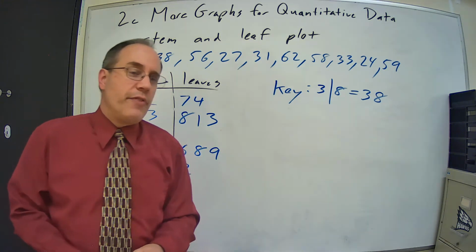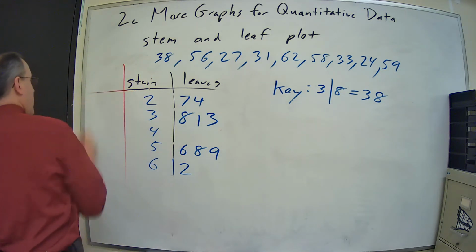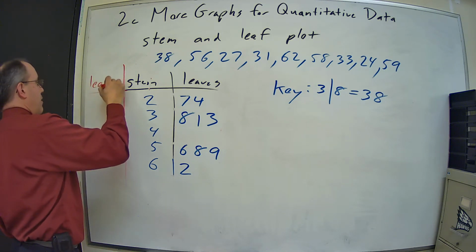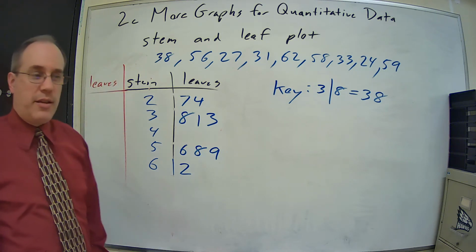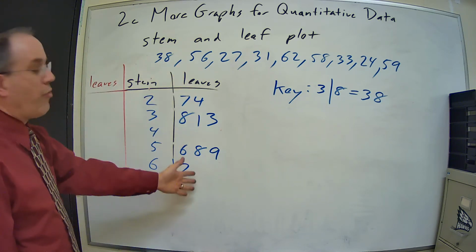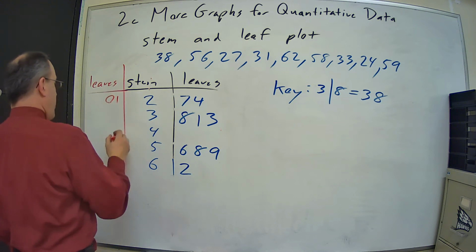The other modification that we may do to a stem and leaf plot is we may do a back-to-back stem and leaf plot. With a back-to-back stem and leaf plot, you share the stems, and then you have leaves over here for one set of data, and leaves over here for another set of data.